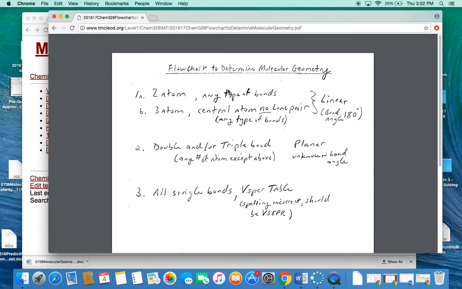So that first section is basically looking at just the number of atoms. If your substance doesn't meet those criteria, and it's not one of those two things, then you go down to 2. Now, number 2 is my simplified way for level 1 kids.